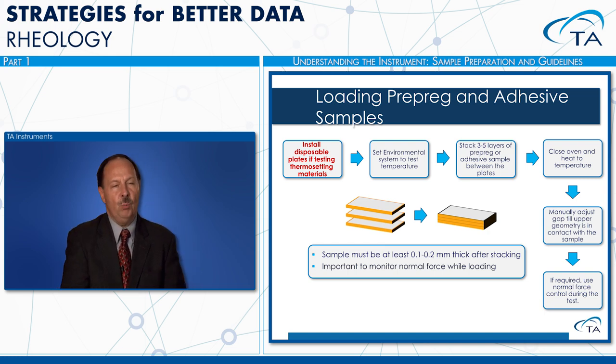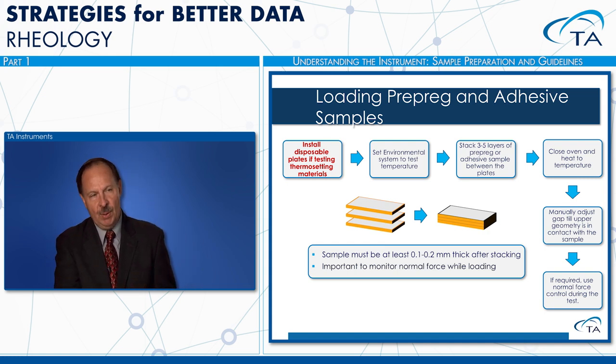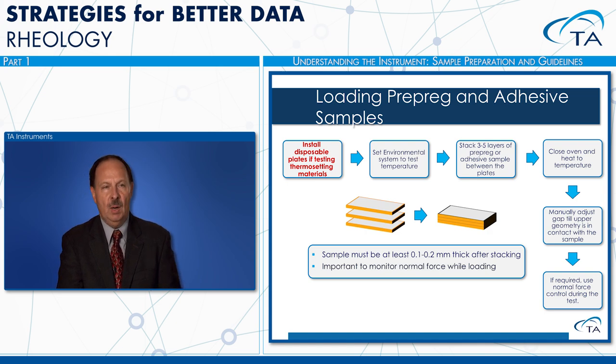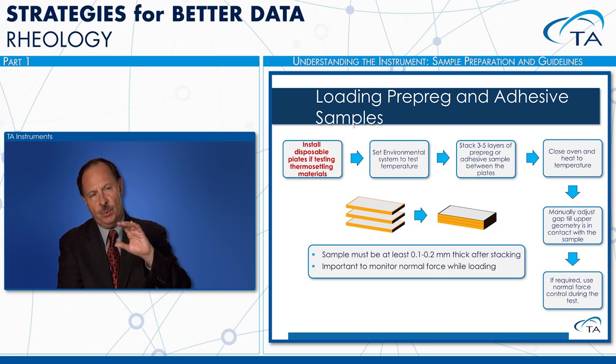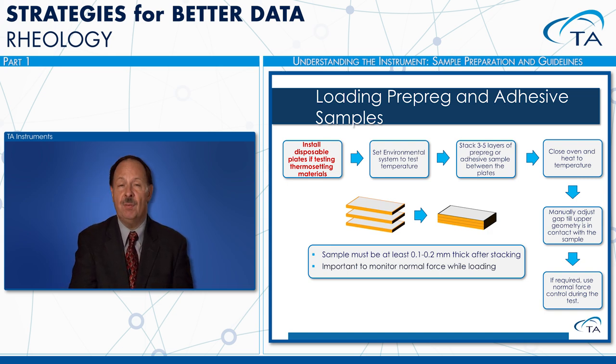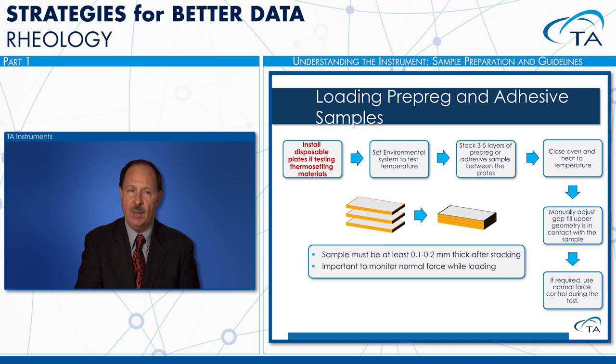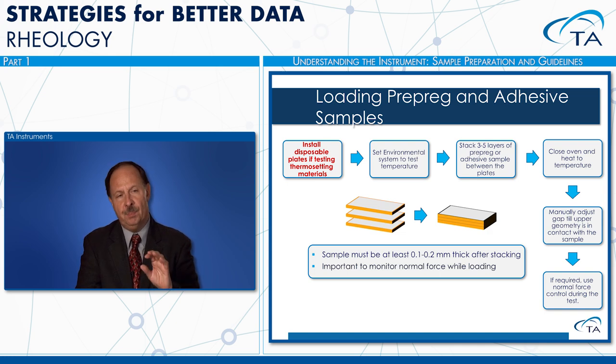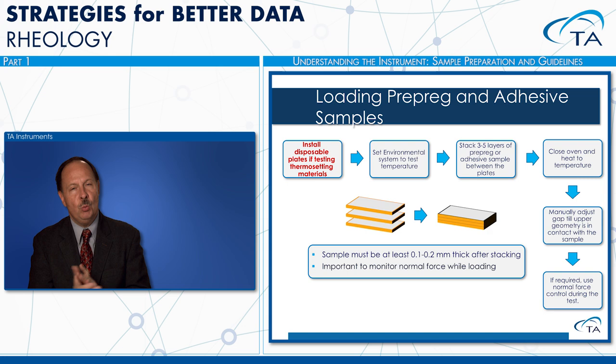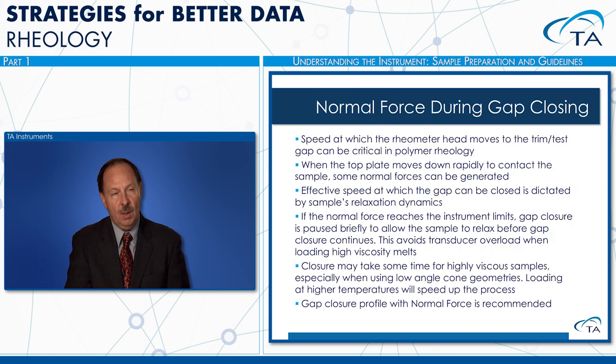Okay, so with prepreg, many times you have to put multiple layers atop each other, and so you will stack three to five layers of these prepregs or the adhesives, put them in the oven to the temperature that you want, and then you may need to use normal force to get to your desired gap. And depending on the specimen you have, you may need to do some trimming or not, but that's how we would work with the prepregs.